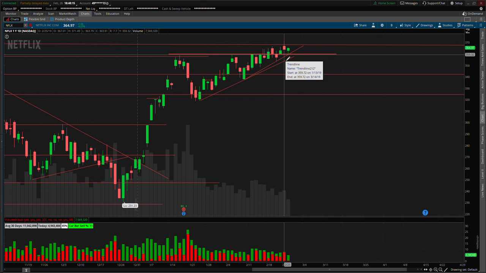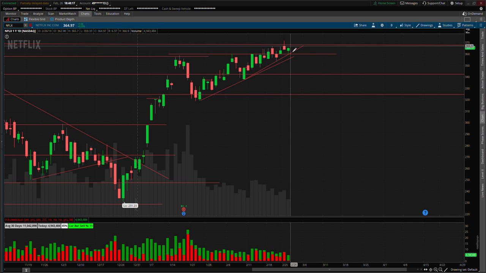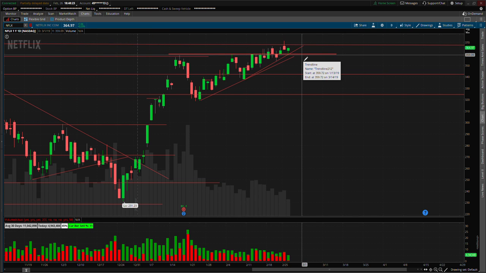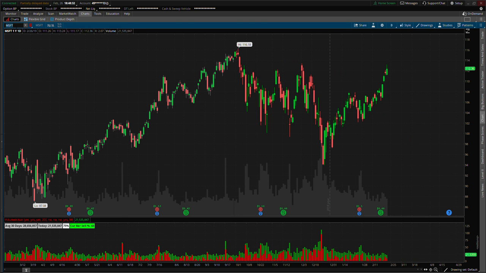So again, we'll be watching 160 for support and resistance at around, let's see if we can get this, 370. So we'll be watching for support at 360 and resistance at 370 on Netflix. Again, we're kind of still range bound in this market with Netflix, with SPY still not wanting to show what it's going to do. Microsoft next.